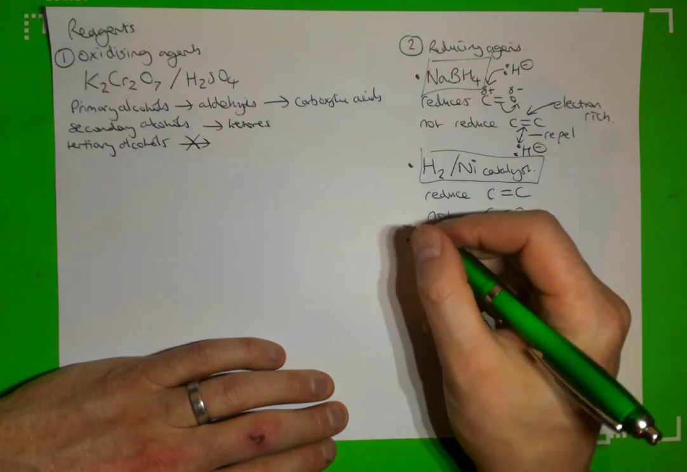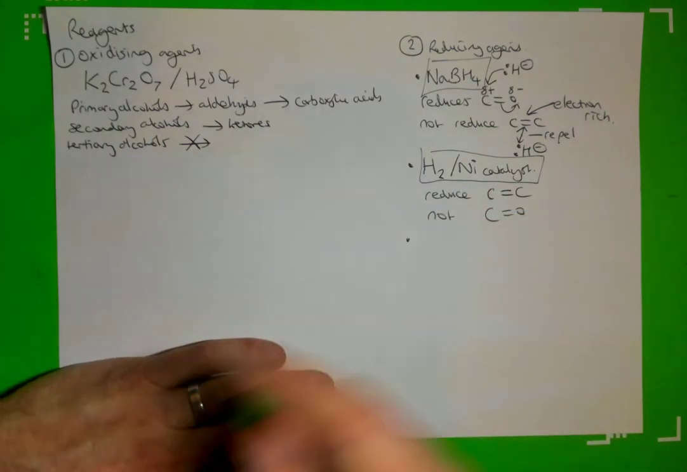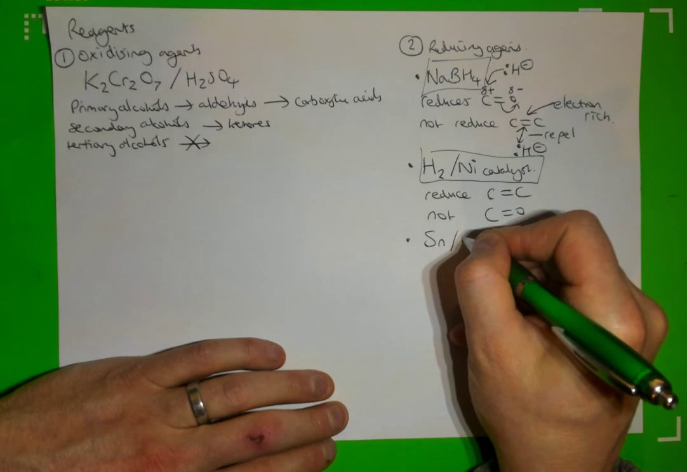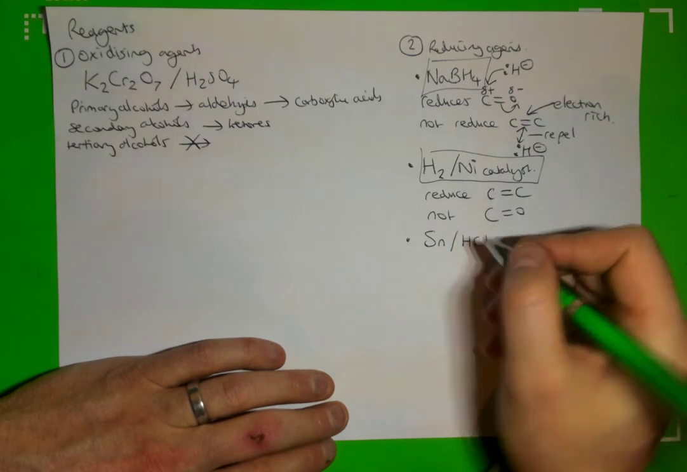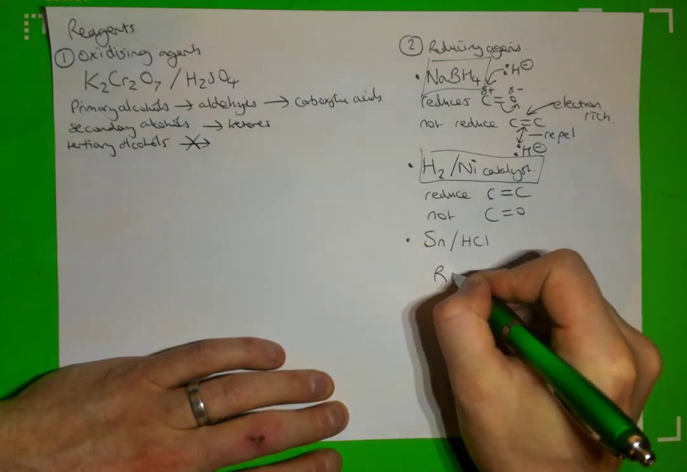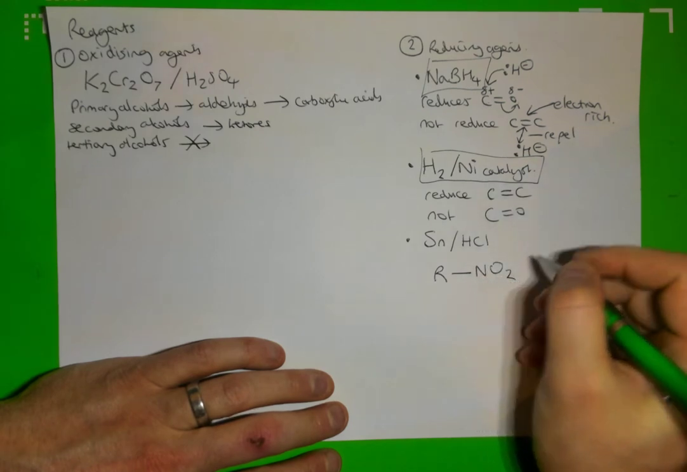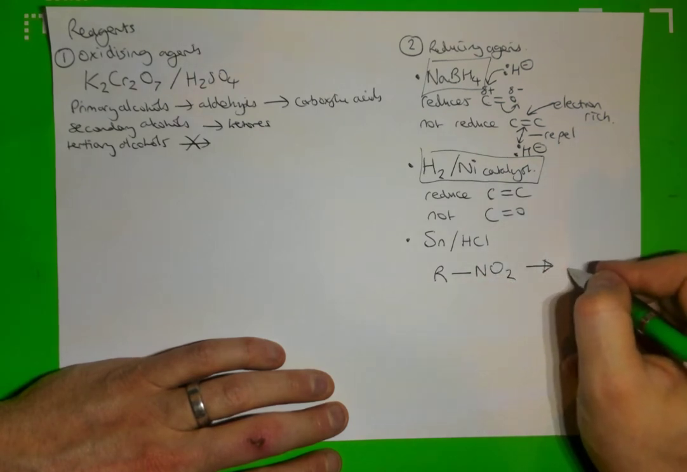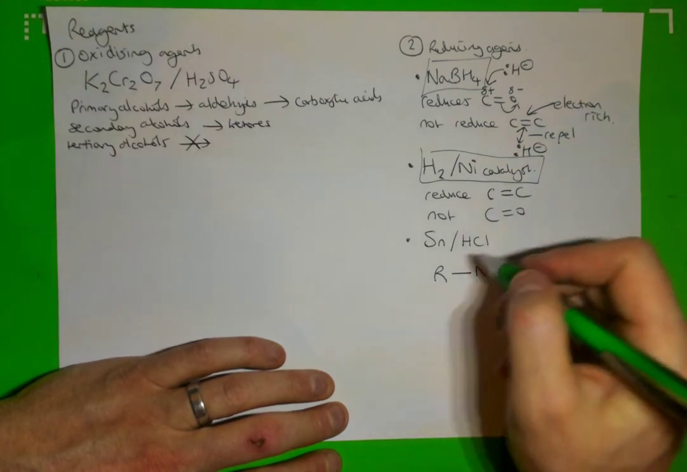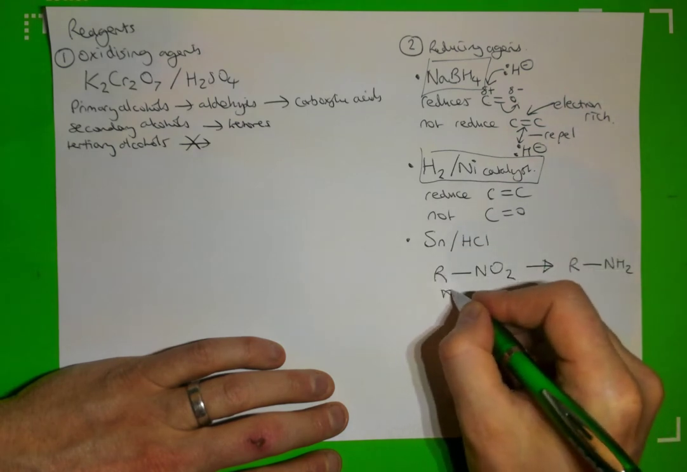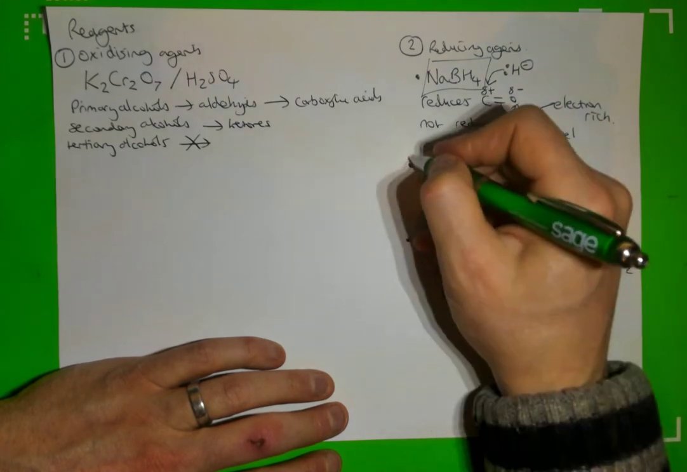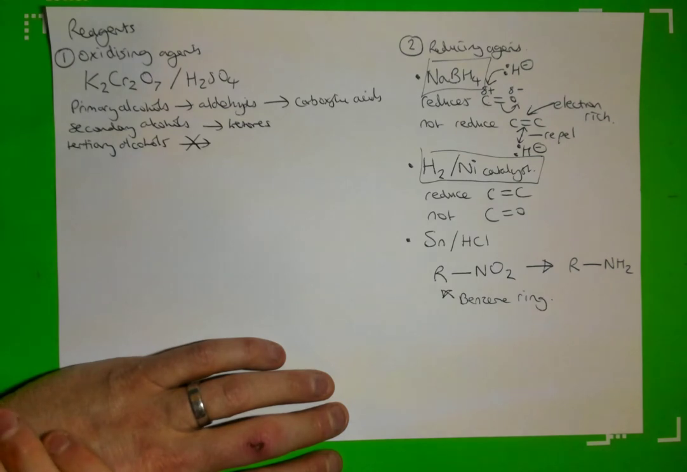Now, the third reducing agent is tin, which is the symbol Sn, and hydrochloric acid. Now, tin and hydrochloric acid is used to reduce that to that. And usually this R group here is a benzene ring. So they are the only three reducing agents that you need to know for the exam.